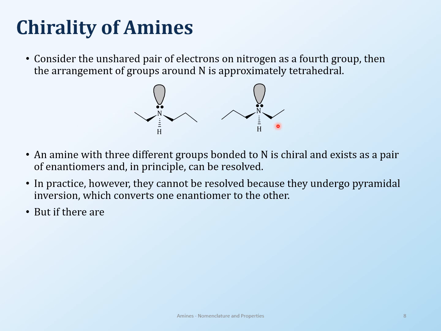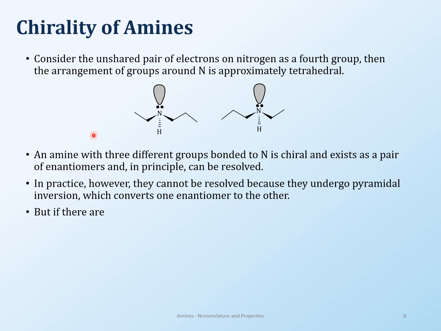Okay, so ammonia has no chirality because there are 3 hydrogen groups. As soon as you have 4 different groups on nitrogen, then it can be chiral. The lone pair of electrons is also considered to be a group. So here you have an ethyl group, a propyl group, and a hydrogen, 3 different groups, and then the 4th one is the lone pair of electrons. Which means that this nitrogen actually is a chiral nitrogen. It can have mirror images and enantiomers with all the properties.